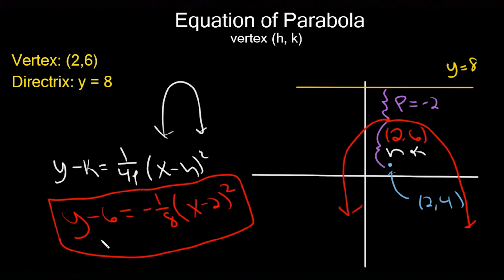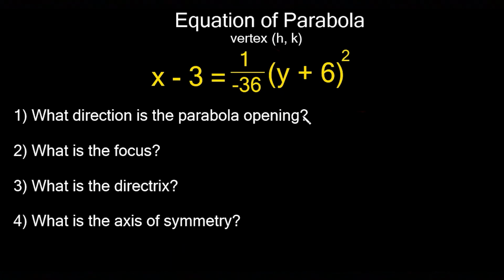All right, let's try one more example. Okay, so here's our next example, and we have 4 questions here. The first question says, what direction is the parabola opening? So we're either going to say up or down, or left or right here. Now, I know it's going to be horizontal because I have an x value right here.